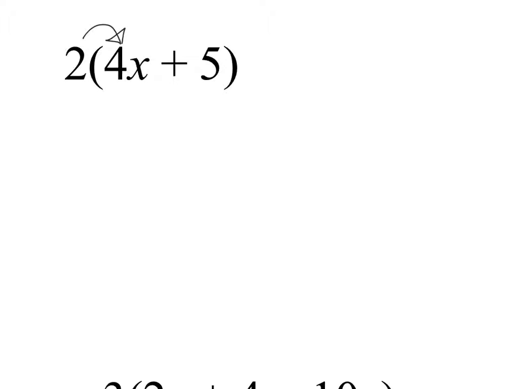So we'll have 2 times 4, because we multiply like terms, numbers, so that's 8, and we have x. But then, like I said, we have to distribute to everyone inside the parentheses. It wouldn't be fair otherwise. You don't want the 5 to feel left out. So we have 2 times 5, so that's 10. And then we would check to see if we need to combine like terms. In this example, we don't have to worry about that. 8x and 10, they're not like terms. They stay apart, so we're good to go.